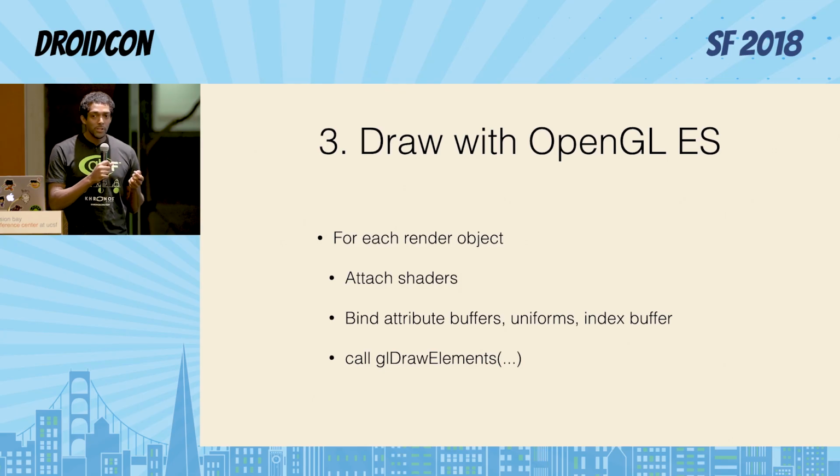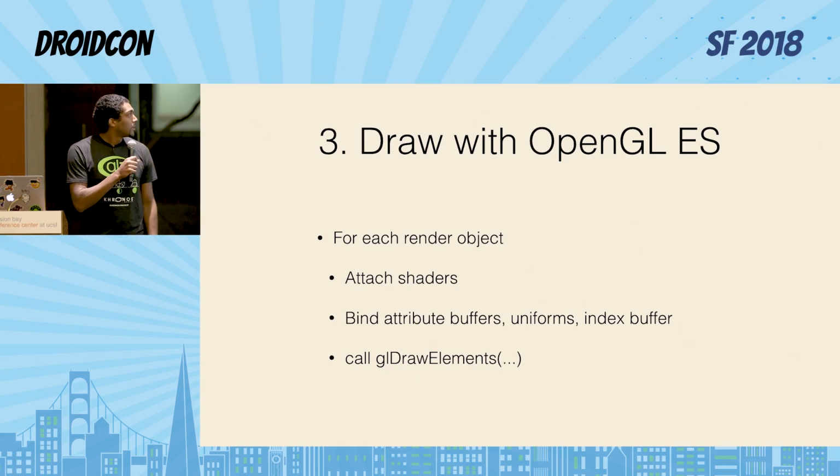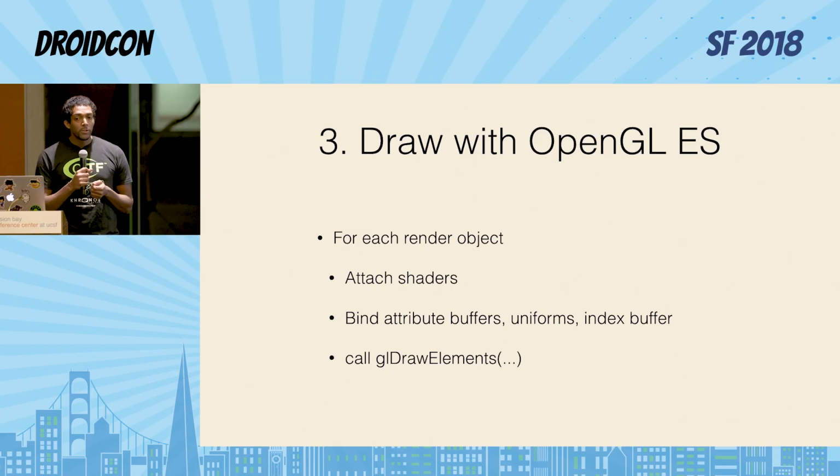You can do optimizations for, like, if nothing changes in the frame, just don't re-render the scene because the screen is not going to change. So for each render object, we're going to attach the shaders. And if you're not familiar with shaders, shaders are programs that run on the GPU.